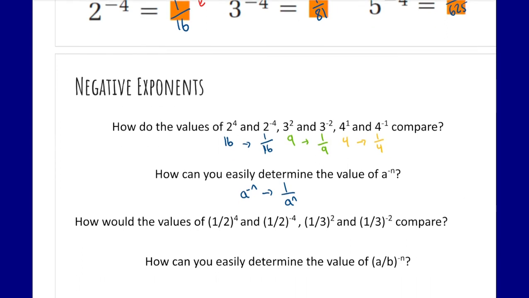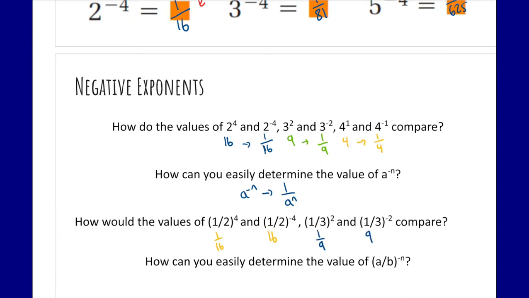Well, what do you think would happen if we had a fraction as a base instead? 1 over 2 to the power of 4. Well, let's check. We'll do that quickly on our calculator. 1 over 2 to the power of 4 is 1 over 16. And what about 1 over 2 to the power of negative 4? Well, this would be 16. 1 over 3 to the power of 2 is 1 over 9. And 1 over 3 to the power of negative 2 is just 9.